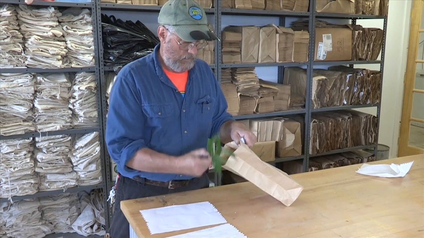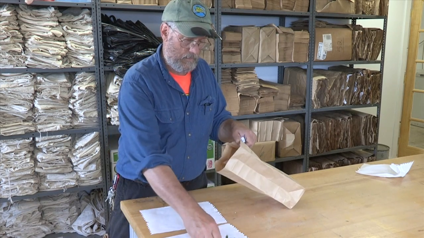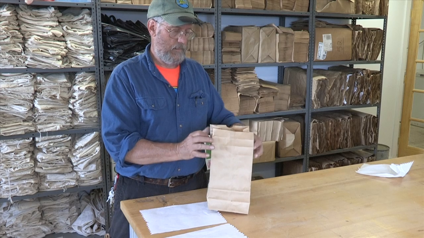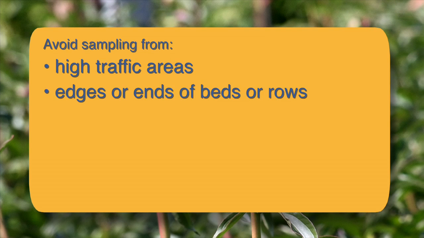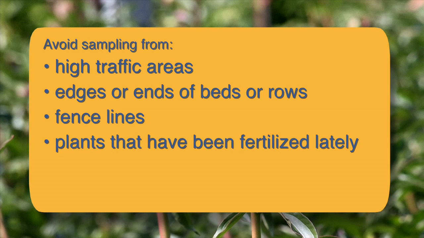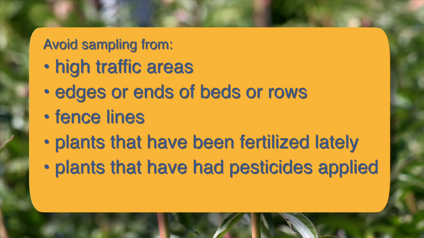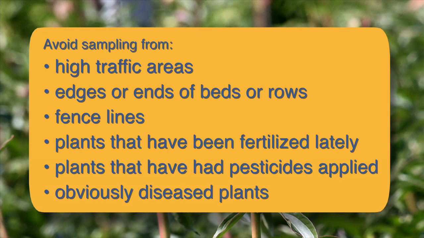When collecting leaves for plant tissue analysis, it's important to avoid as much bias as you can. Try to avoid high traffic areas, edges or ends of beds or rows, fence lines, and definitely any plants that have been recently treated with a foliar fertilizer or pesticide. Sampling representative plants from the middle of a row or a bed is best. When sampling poor growth plants, try to avoid obviously diseased plants if possible.